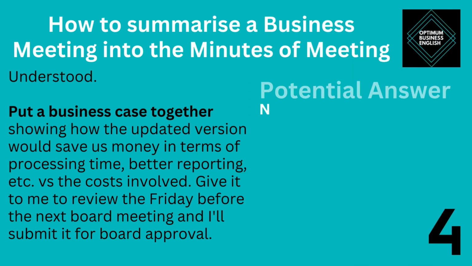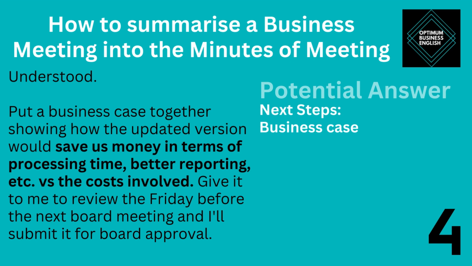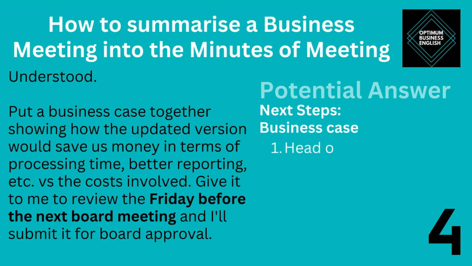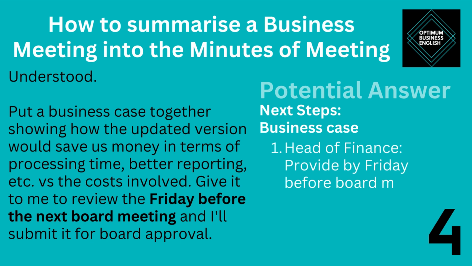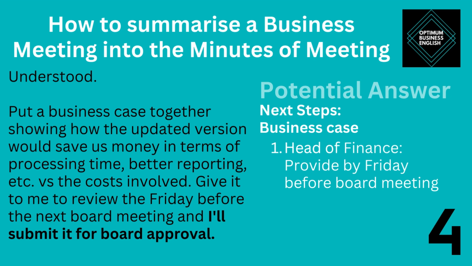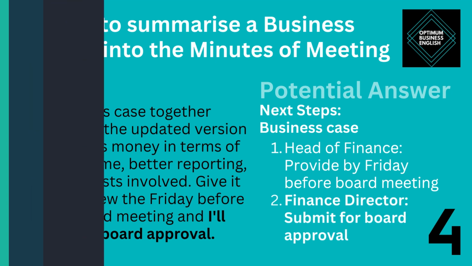A good heading for this could be Next Steps, Business Case. A standard business case should always include a cost versus potential savings and benefits. As a rule, it is not necessary to include that in the summary, but what is important to note is the next steps, which are for the head of finance to provide the business case the Friday before the next board meeting. And then for the financial director to take them to the board for approval.